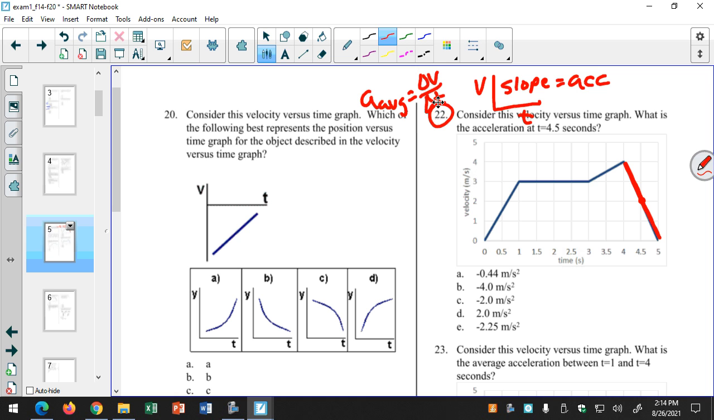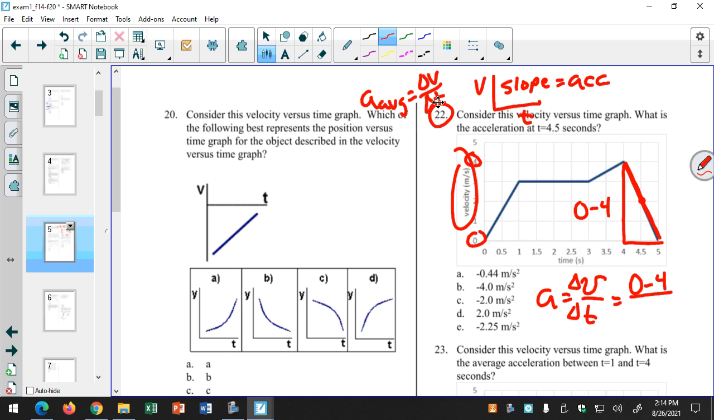So here I want to know the acceleration. Acceleration is delta v divided by delta t. So it's really just the slope of this line. My velocity, which is on the y-axis, is going to have a rise of 0 minus 4, and then my run is 5 minus 4. So it's negative 4 over 1, or negative 4 meters per second squared. The slope of that line is negative 4.